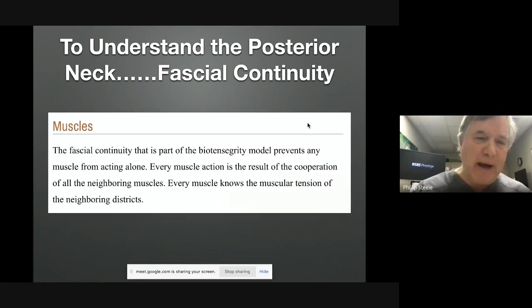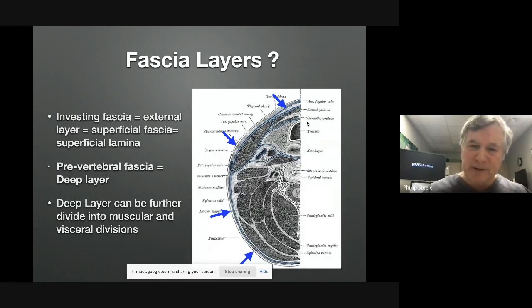So to go back to Brad's concepts, the fascial continuity of the biotensegrity model prevents any single muscle from acting alone. In the neck, they all have to work together in cooperation. All the neighboring muscles have to combine on both sides of the neck to assist with muscular movement. And it's the pre-tension in that system that's critical for cooperation. And so we're going to talk a lot about the fascial system of the neck first.